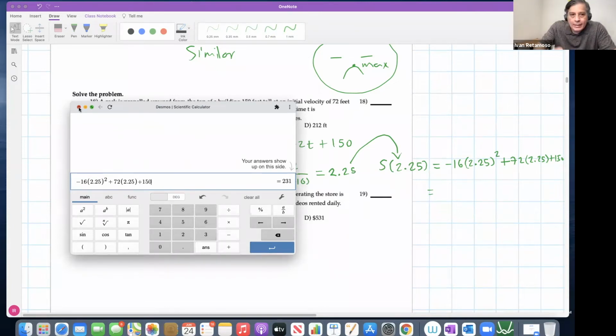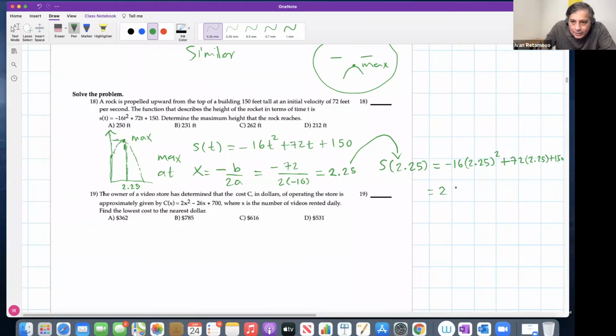231. And in the end, attach the units, right? 231 in the end, attach the feet. So 231. It's this guy. Everything clear, guys? Very good.